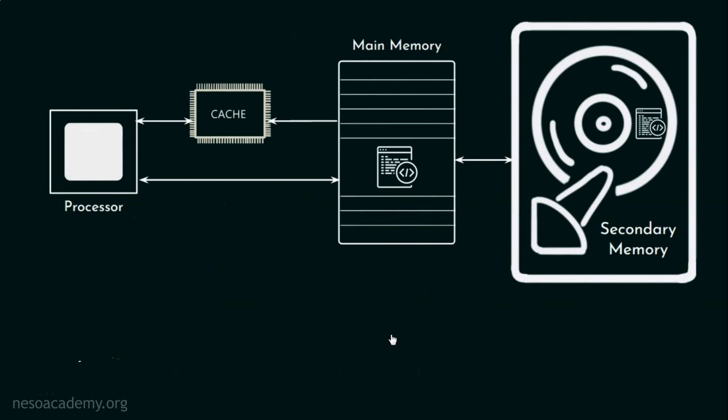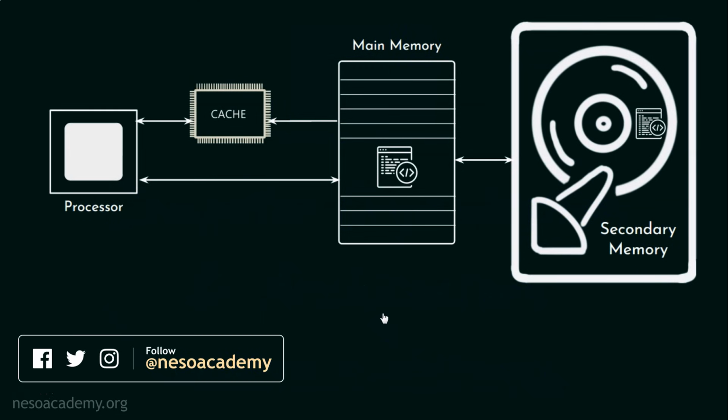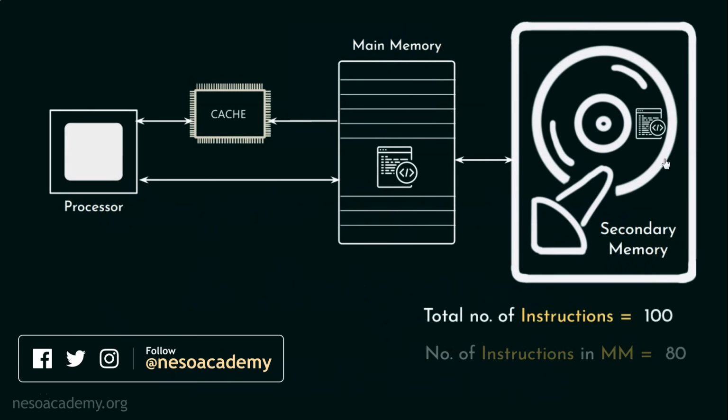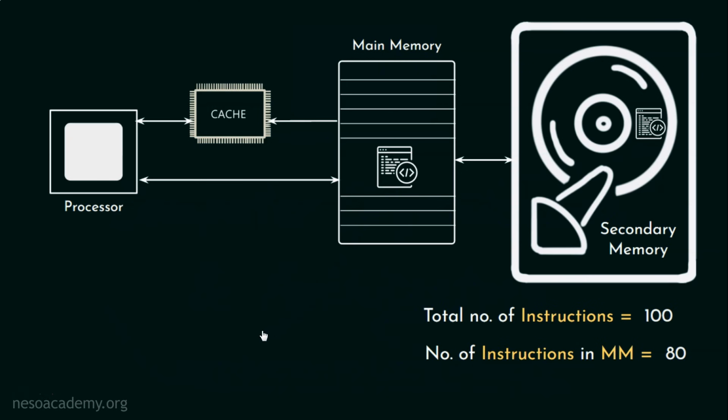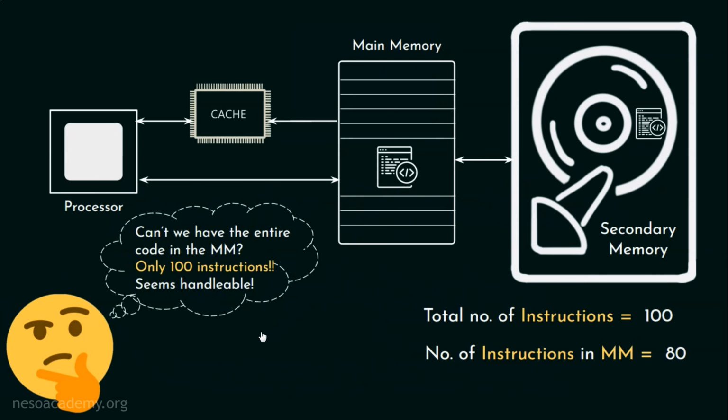Now, during our previous discussion of the hit rate or hit ratio, we saw that from a program code of 100 instructions, 80 were being brought into the main memory. So, you might have thought about, why don't we just bring the entire code of 100 instructions into the memory itself? Let me take you through a more realistic illustration.